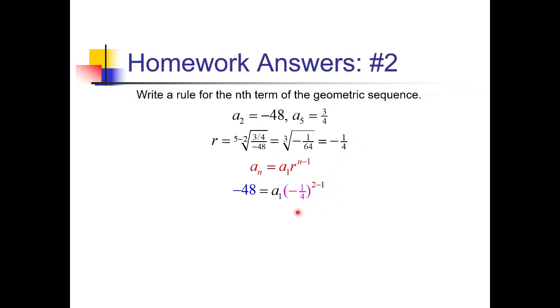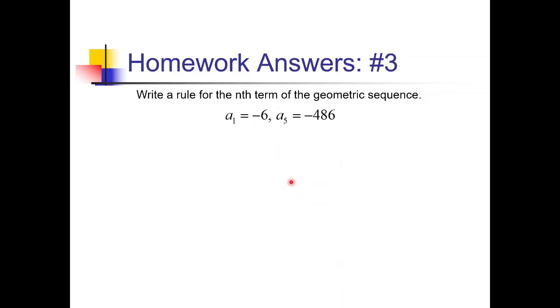I just have negative 1/4 times a1 equals negative 48. To get a1, I have to multiply both sides by negative 4. Negative 4 times negative 48, I believe, is going to be 192. So that's my a1. Plugging that back in, we're going to have 192 times the r value, negative 1/4, raised to the n minus 1.